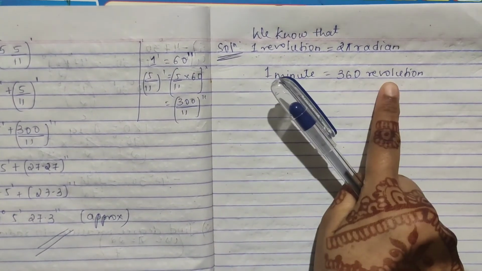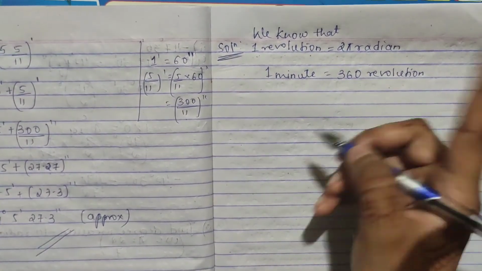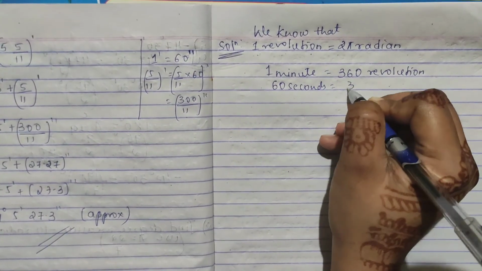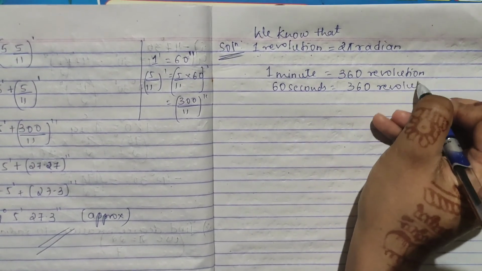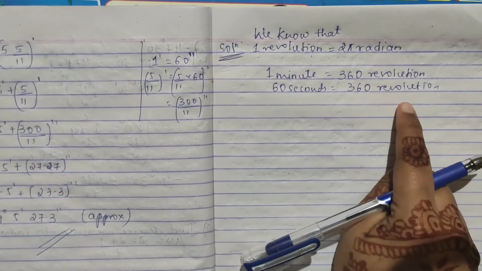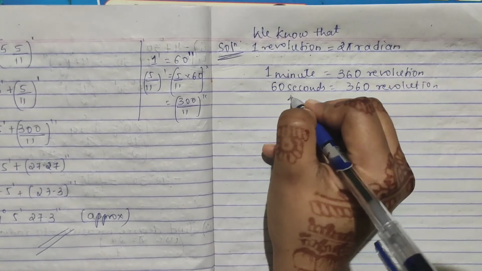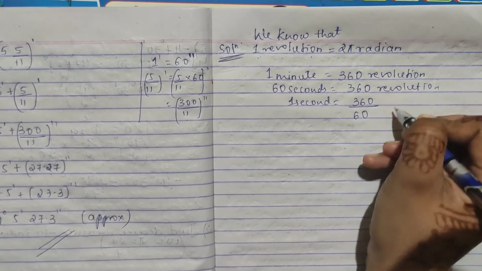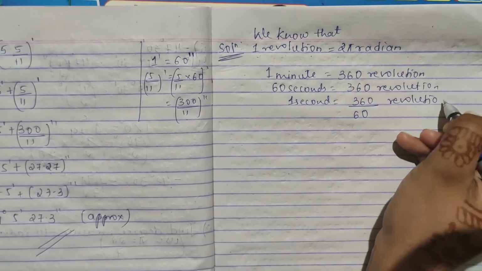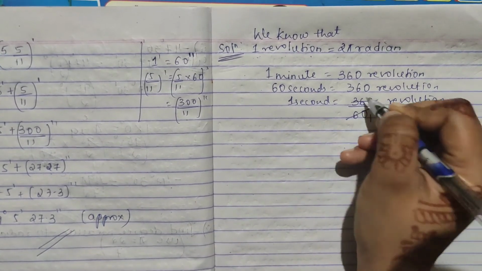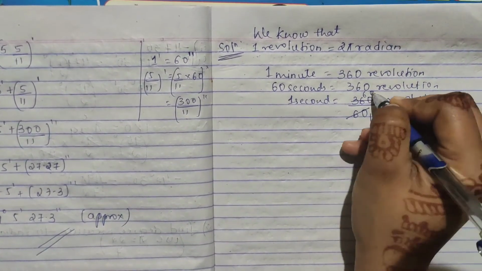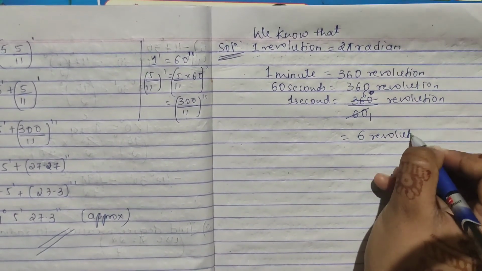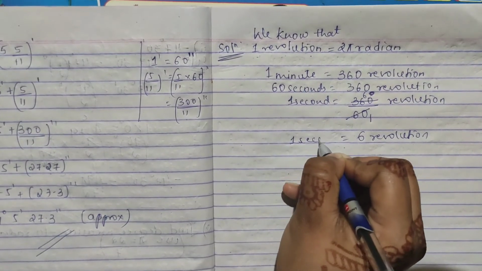For 1 minute it makes 360 revolutions. So for 1 second, before that I can take this as 60 seconds, right? For 60 seconds it is making 360 revolutions. So for your 1 second, how much will it be? For 1 second it will be 360 divided by 60 revolutions. So you get 6 revolutions in your 1 second.